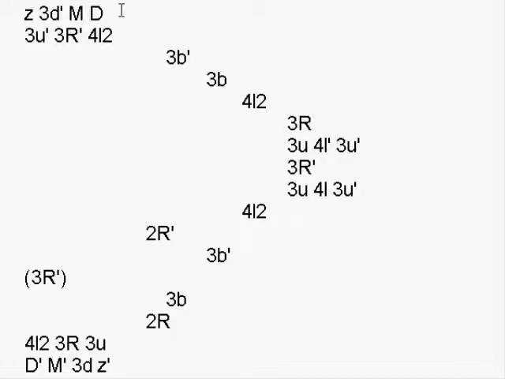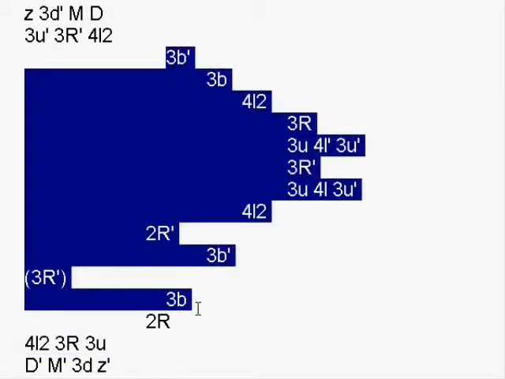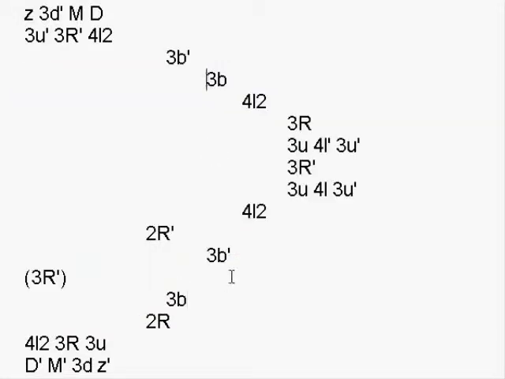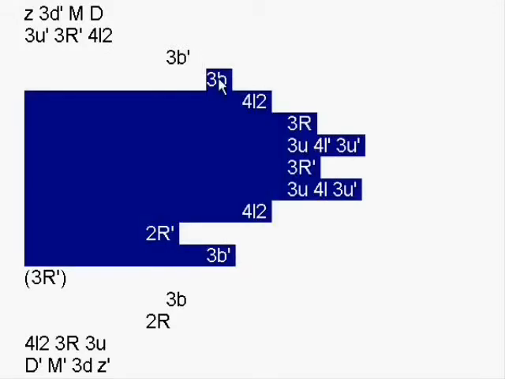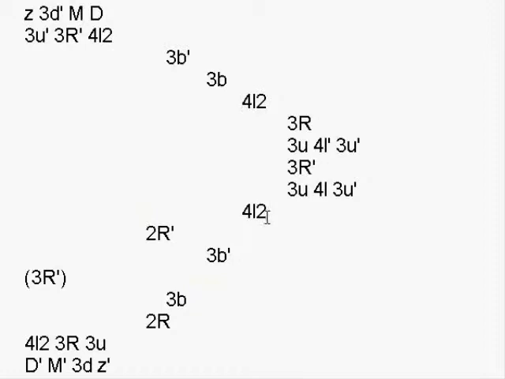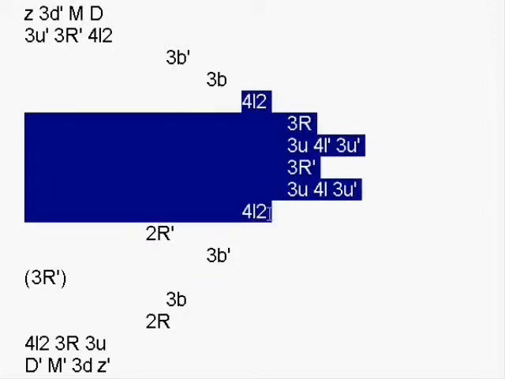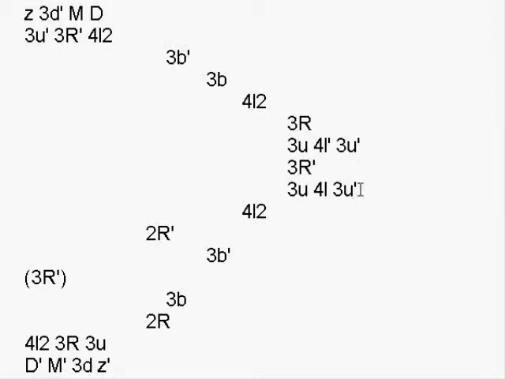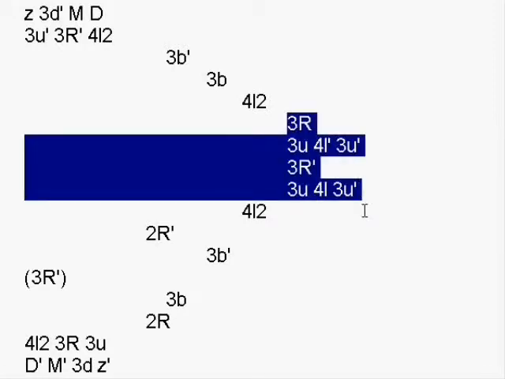For example, this piece right here is inverted in this piece right here. This piece is inverted here. This 3B prime is undone here. And then this 3B, which is the next move in the sequence, is undone with this 3B prime. And this 4L2 is undone with 4L2 there. And then this is the commutator that we used at the beginning.